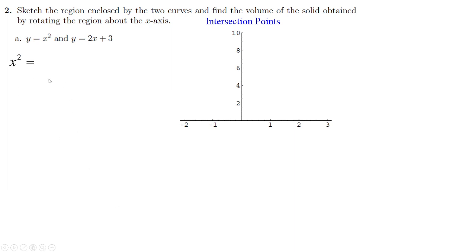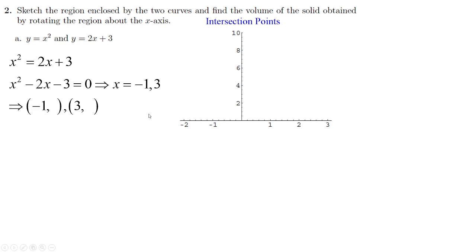So can I go x squared equals 2x plus 3? Put this into quadratic form. So x squared minus 2x minus 3 equals 0. Let's hope that's factorable. Must be able to see it pretty clearly. Yeah, would that be an x minus 3 and an x plus 1? So I'm seeing a negative 1 and a 3 right there. Now plug those into my y equals x squared or the linear, it doesn't matter. So negative 1 squared would be a 1, and 3 squared would be a 9, and there's my 2 points of intersection. Negative 1, 1, and 3, 9.